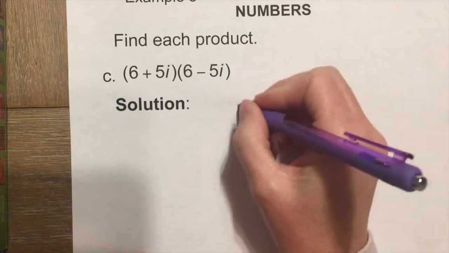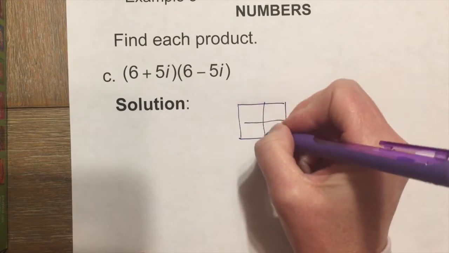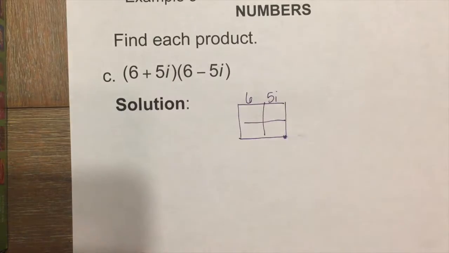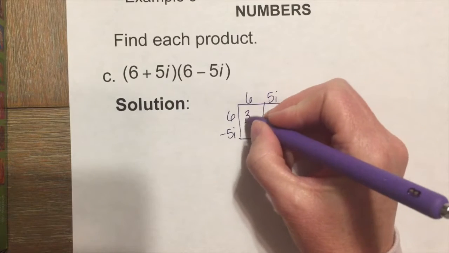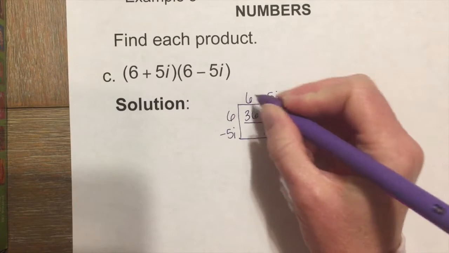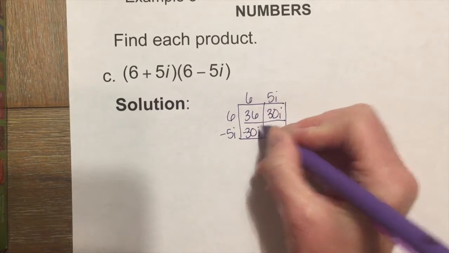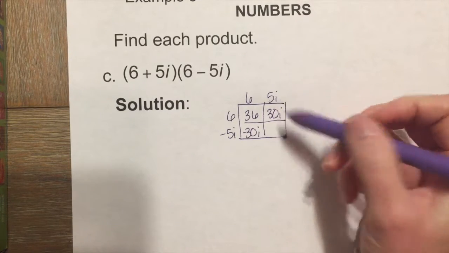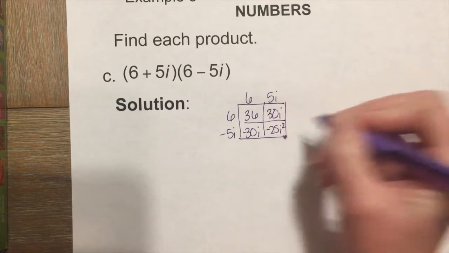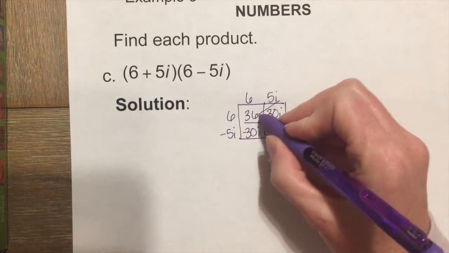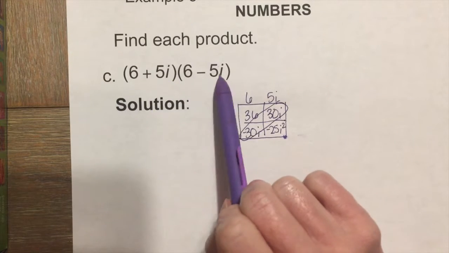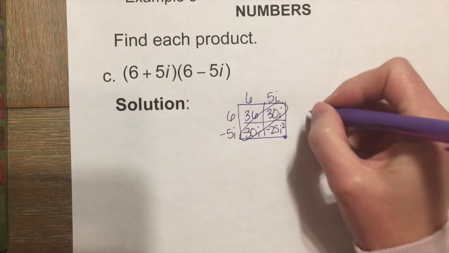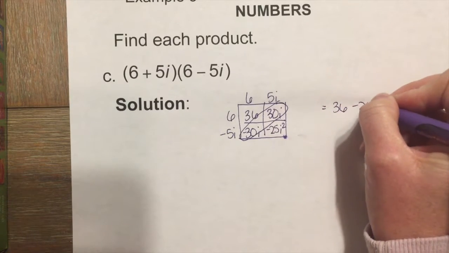So I'm going to go ahead and set up box method for this one. And I have my 6 plus 5i we'll put across the top, and 6 minus 5i down the side. My 6 times 6 would give me 36, 6 times 5i would give me 30i, and 6 times negative 5i would give me negative 30i, and negative 5i times a positive 5i would give me negative 25i squared, which we all know we're going to have to simplify. But notice on my diagonal, my negative 30i and my positive 30i do cancel, and I expected that because of my matching parts, and the only difference was my signs.